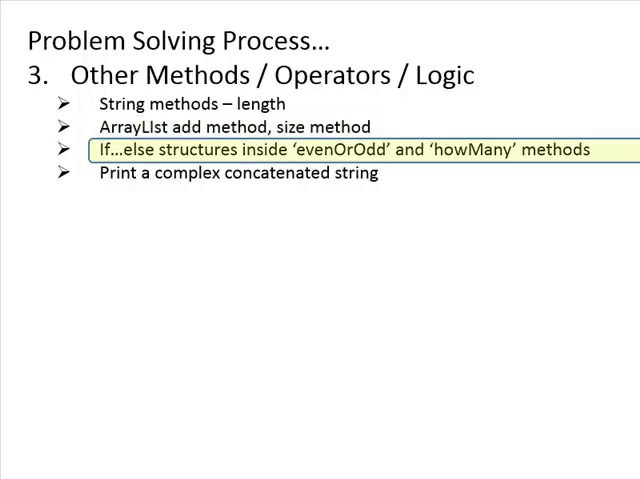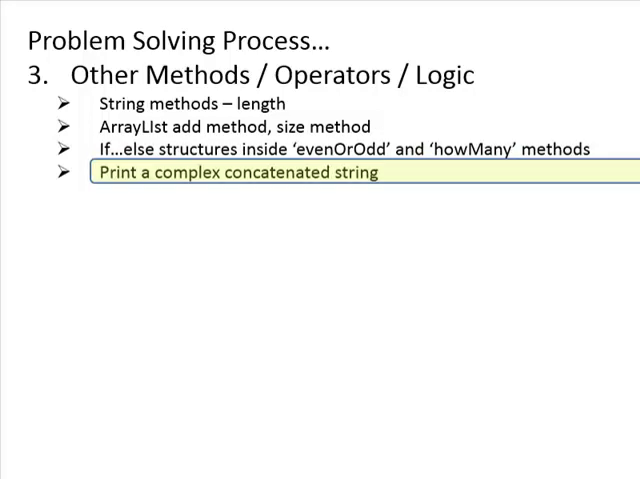We just need an if-else statement. We don't need anything other than an if-else. We're going to use that inside both the methods that we're going to be creating, the even or odd and the how many. And then when it's all done, inside that how many method, we're going to create a somewhat complex concatenated string to print out. And that is pretty much it.